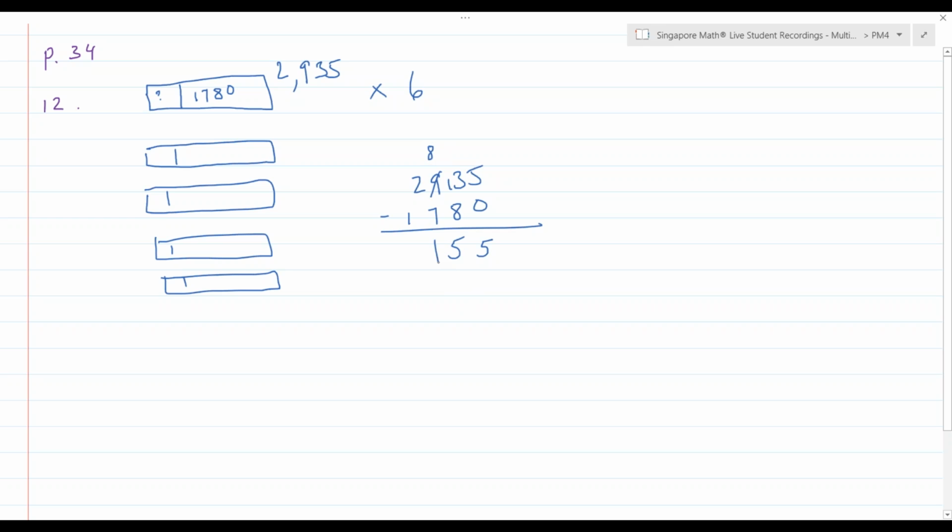800 minus 700 is 100. 2,000 minus 1,000 is 1,000. So what I now know is if he earns $2,935 a month and he spends $1,780 each month, $1,155 is saved each month.